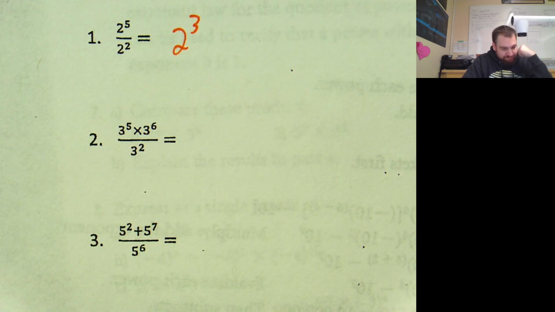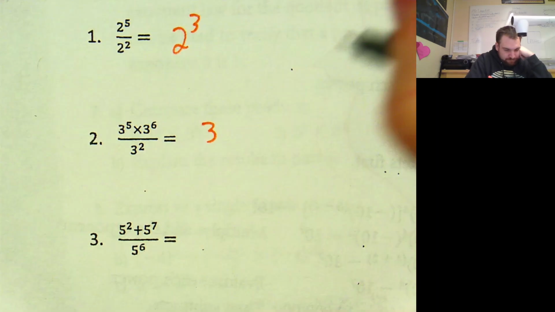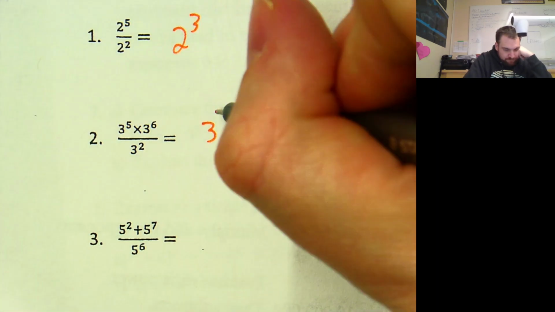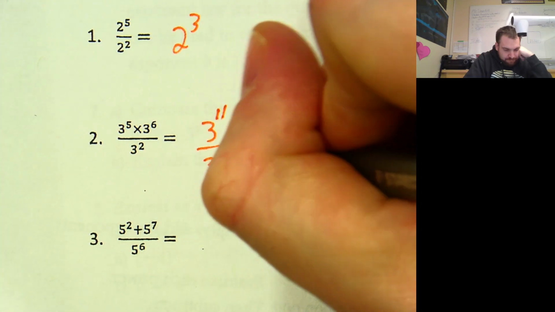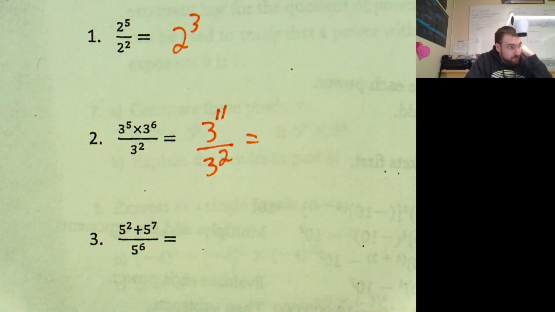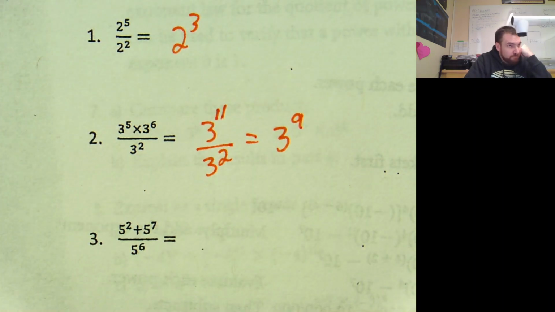Danny? Do the 3 to the power of 5 times 3 to the power of 6. I give you 3 to the power of 11. Yep, over 3 to the power of 2. Then you go from there. So it's going to be 3 to the 9. Yeah. Cool. Done. Easy. Love it.